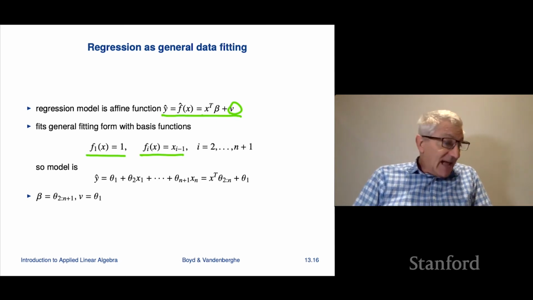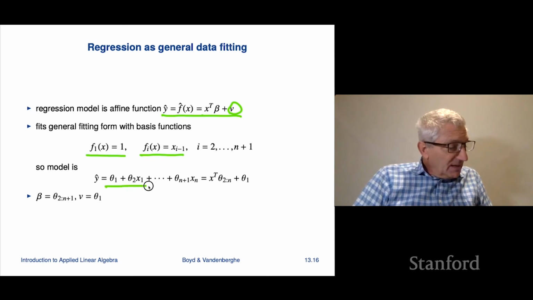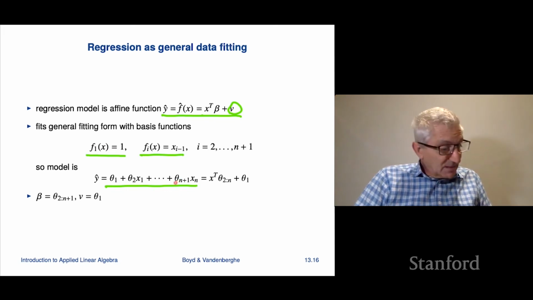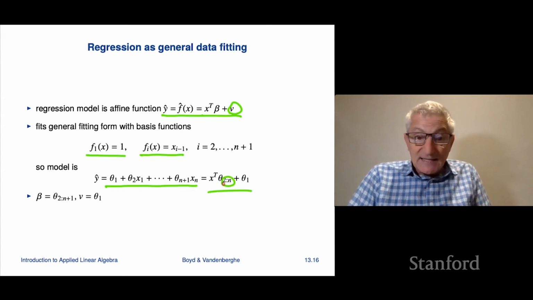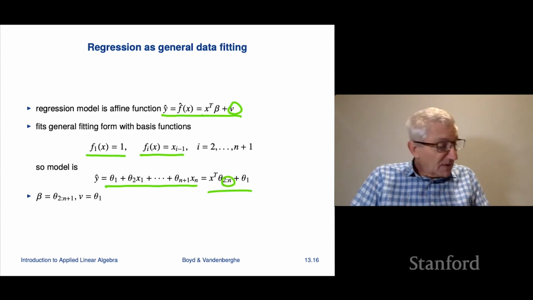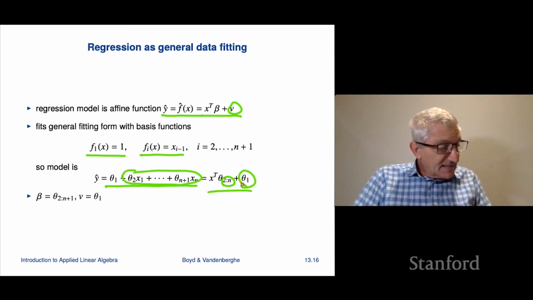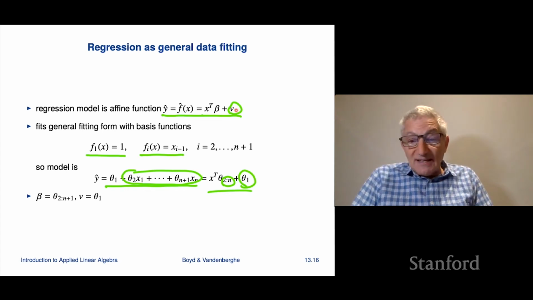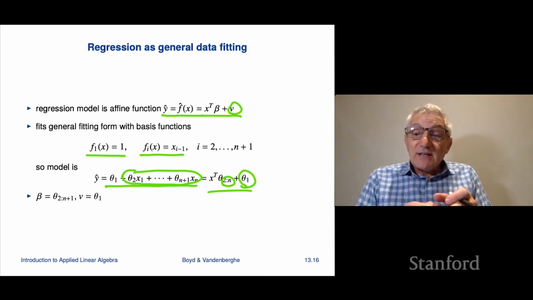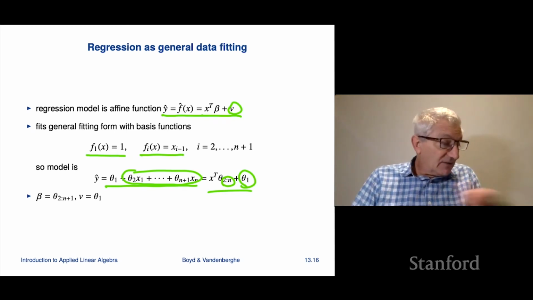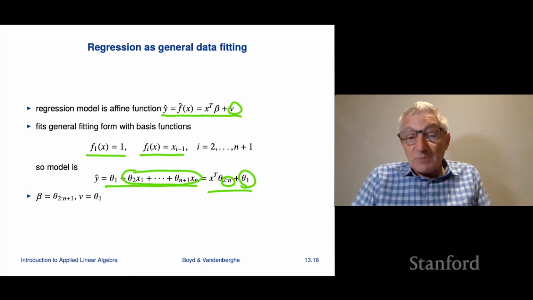And so in that case, you get exactly this. Our model would be a linear combination of these basis functions. That's theta 1 plus theta 2 x1 plus all the way up to theta n plus 1 xn. And then we would simply write that as x transpose theta. Remember that that's a slice. That means that the second through the nth component, they're the ones that multiply x you see directly here. And then theta 1 is our offset. That's the same as v. So what we can see is that we can represent regression in our general data fitting framework. Okay, so regression is a special case of linear in the parameters least squares fitting.